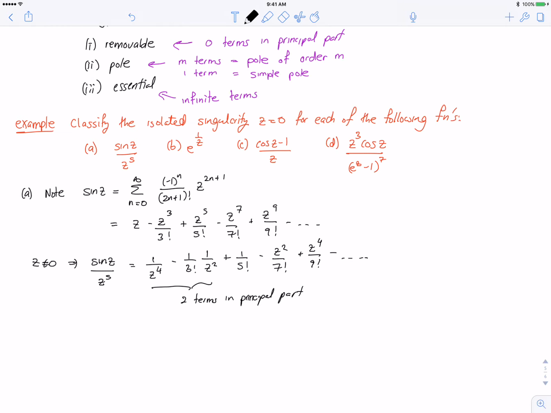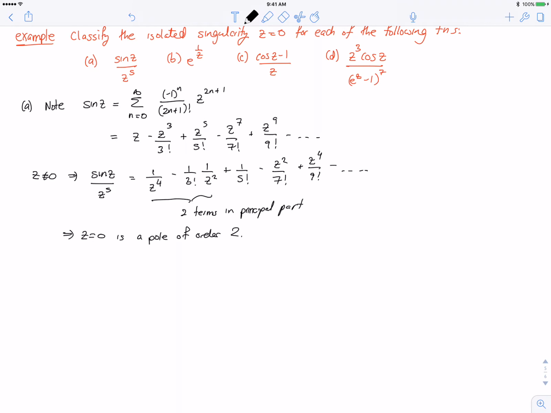Because what I've written is the Laurent series for sine z on z to the 5 about z equals 0. And I can see that Laurent series only has two terms which involve negative powers of z. So what that means is that z equals 0 is a pole of order 2. So that's how you can classify that one. Let's have a look at part B.